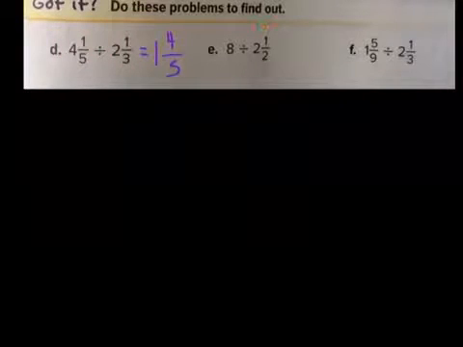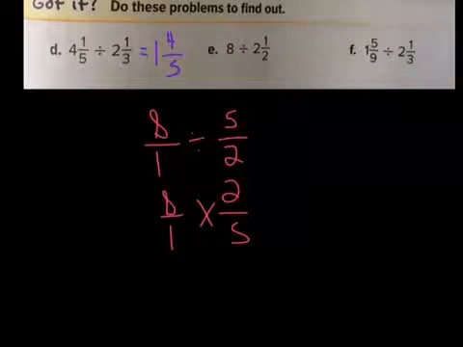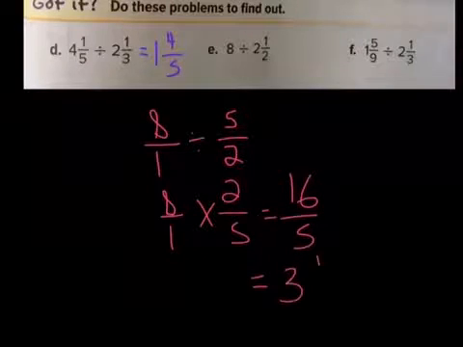Let's try E. So I went ahead and made the whole number a fraction, and I changed it to an improper fraction. As you see there, 2 times 2 is 4, plus 1 is 5, 5 over 2. Let's find the multiplicative inverse. And there we have it. We change it to multiplication, we flip it. There is no cross-referencing, so I have 16 over 5. How many 5's are in 16? I have 3 with 1 left over, so it's 3 and 1/5.